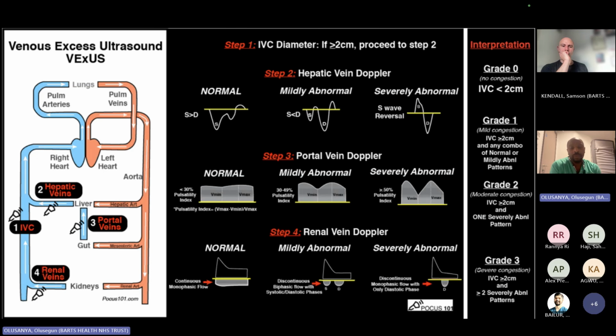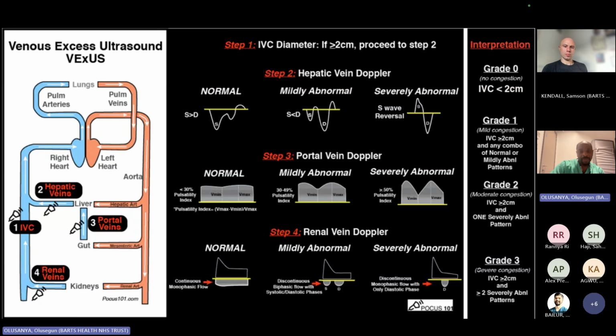The first thing that you assess is the inferior vena cava, and your IVC needs to be dilated by more than 2 centimeters. If it's more than 2 centimeters, that's the first part of your VExUS score, and that gives you 1 point. If your IVC is dilated, you then move on to assessing your hepatic vein and its abnormality. For you to score a second point on your hepatic venous Doppler, it needs to be severely abnormal.